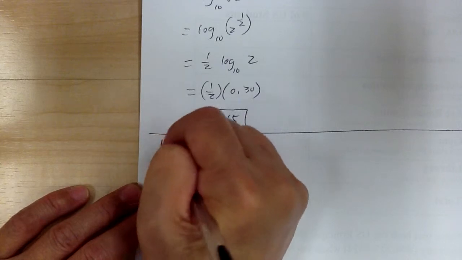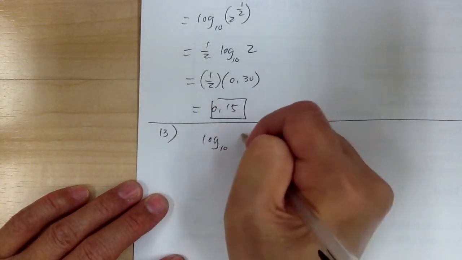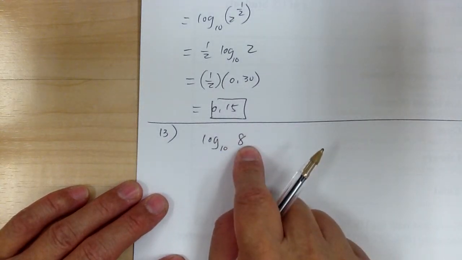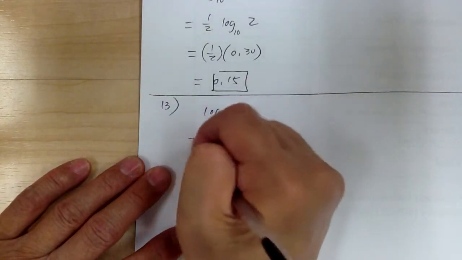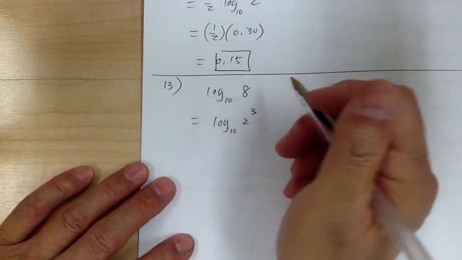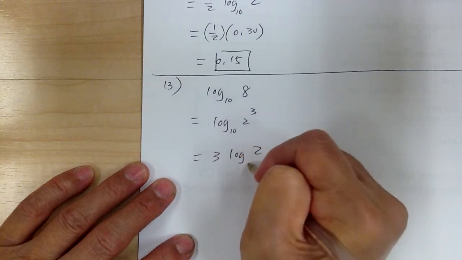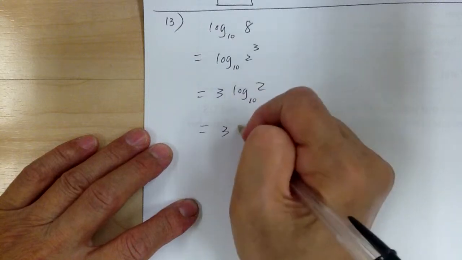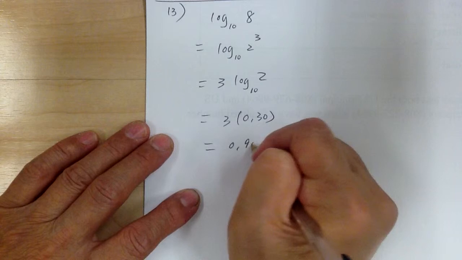Okay, let's go to 13. You have log of 8 base 10. So you have to figure out how to get the 8 into the 9 and or the 2. So this is 2 to the 3 power, and so the 3 comes to the front, and then you can substitute. So log 2 is 0.30, and so this will give you 0.90.